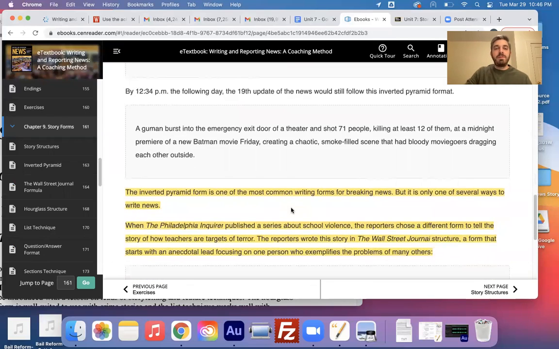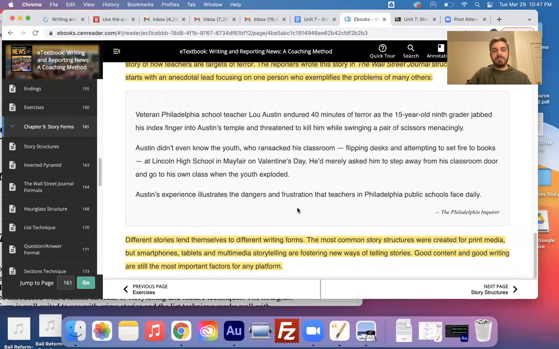The inverted pyramid form is one of the most common writing forms for breaking news, but is only one of several ways to write news. When the Philadelphia Inquirer published a series about school violence, the reporters chose a different form to tell the story of how teachers are targets of terror. The reporters wrote this story in the Wall Street Journal structure, a form that starts with an anecdotal lead, focusing on one person who exemplifies the problems of many others.